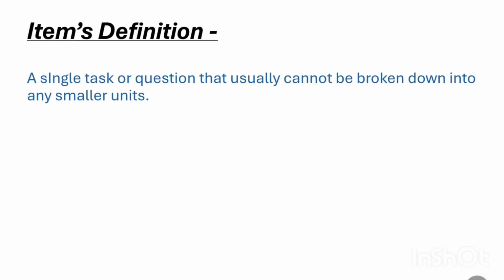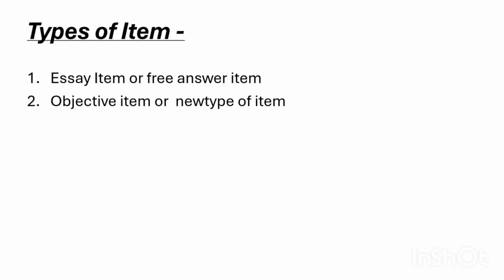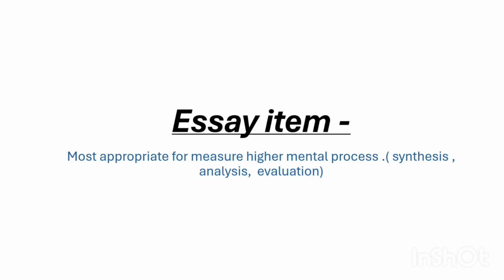We are going to discuss today's topic, which is item writing. Item definition: a single task or question that usually cannot be broken down into any smaller units. Types of item: first, essay item or free answer item. Second, objective item or new type of item.